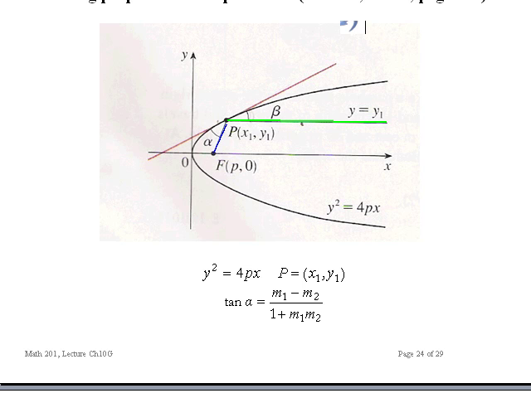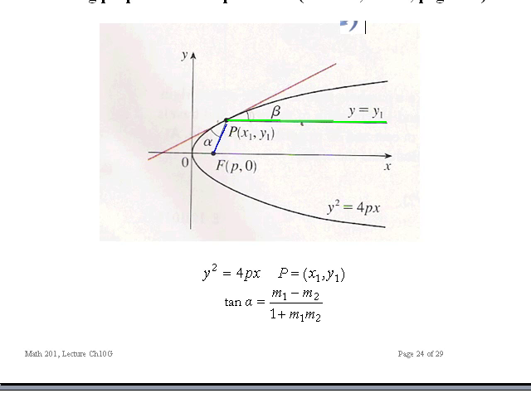Here, it gets reflected to the focus. And that holds for any incoming ray. If you're using this as a transmitting antenna, any ray emanating from the focus hits the parabola, and it will be transmitted as a ray perpendicular to the axis.